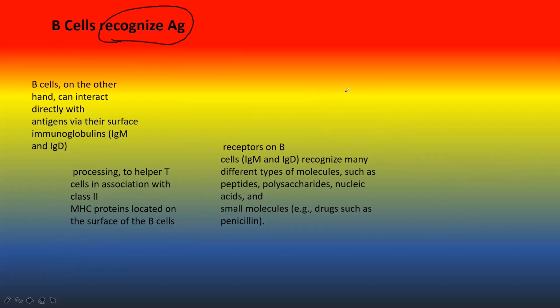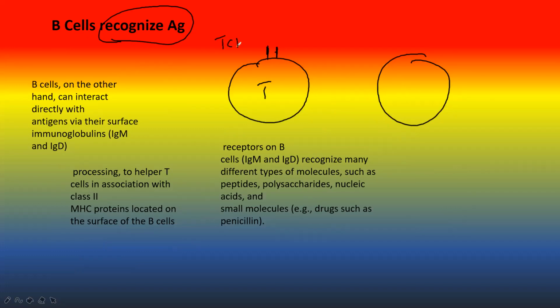The B cell receives the antigen. Do you remember the T cell receptor? How does the T cell recognize the antigen? It recognizes the antigen with the help of the T cell receptor. This T cell receptor interacts with MHC protein. Clear? The B cell does not have a similar receptor.